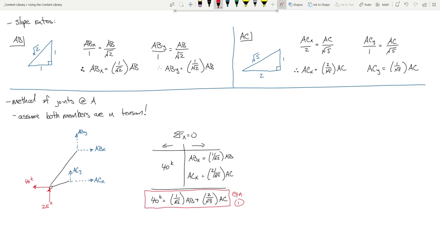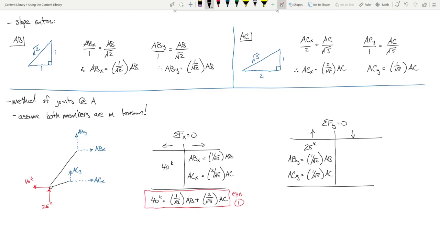Now let's do the verticals. Okay. It's probably a little long. All right. So, do I have any forces going down? In fact, the only thing I have are forces going up. I have 25 kips going up. I have ABY going up, but I know that that's 1 over the square root of 2 AB. And I have ACY going up, but I know that's 1 over the square root of 5 AC.